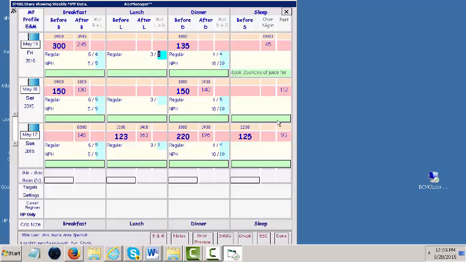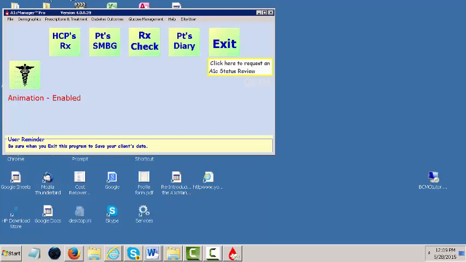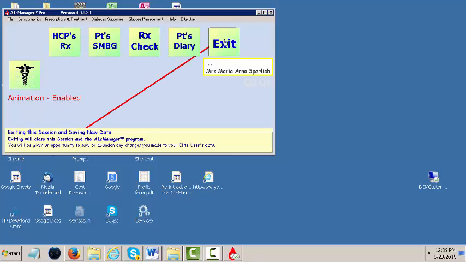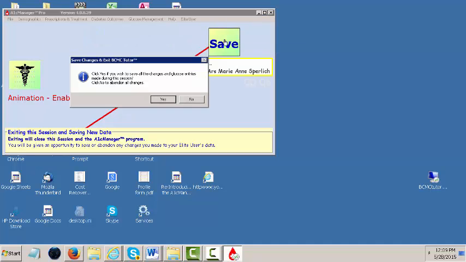I double-clicked to repeat the number that is here and transfer it over here. Now I'm done with this, and I exit all my A1C because I've finished entering numbers for the time being. Be sure to save everything.